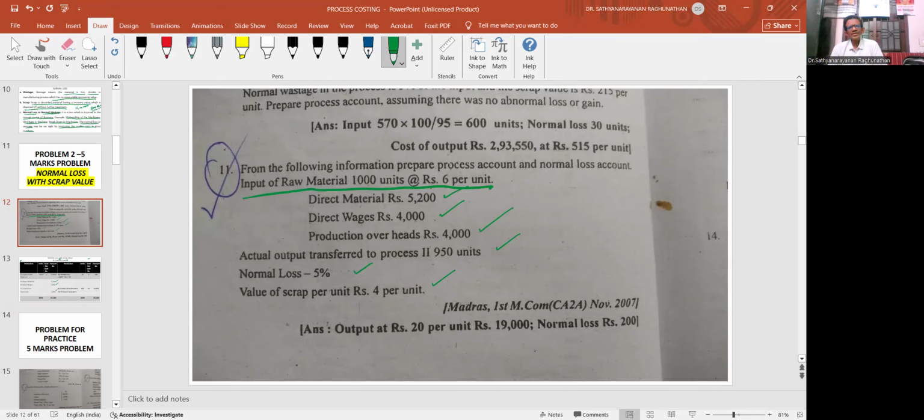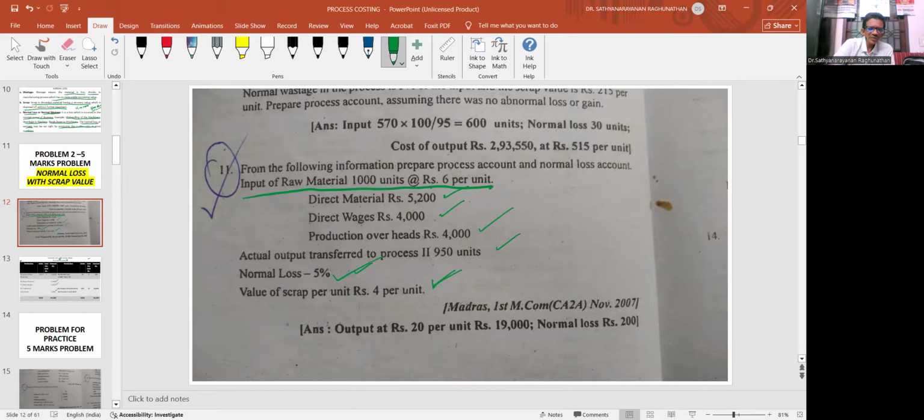Have they given any other information? Actual output transfer to process 2, 950 units. That is final finished stock account. Normal loss 5% they have given. And then value of scrap per unit, rupees 4 per unit they have given. So normal loss, see, always normal loss and abnormal loss comes in the credit side of the process account. Abnormal gains only will be coming in the debit side of the process account. Again, I repeat, always normal loss and abnormal loss comes in the credit side of the process account. Only the abnormal gains will be coming in the debit side.